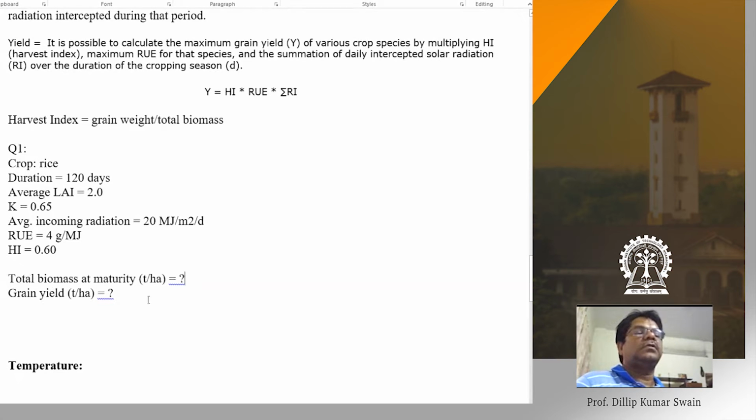Sir, biomass is about 7 kg per meter square. How much? 7 kg per meter square. Did you divide by 2 because of the photosynthetically active radiations? Take care of that one. The total incoming radiation is 20. Photosynthetically active radiation is 50% of the total radiation.